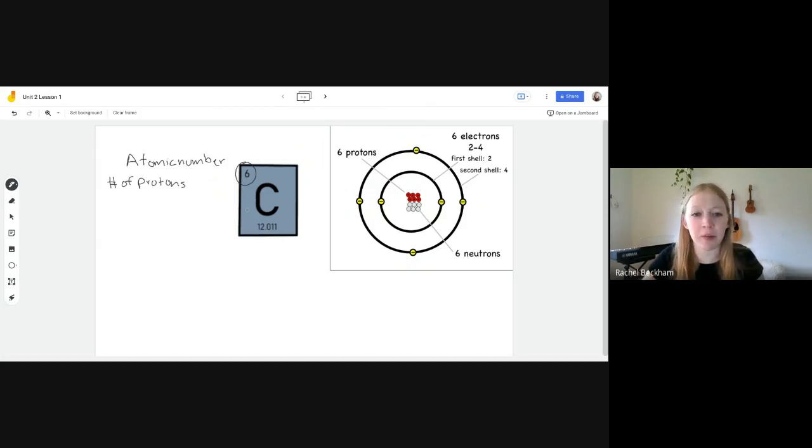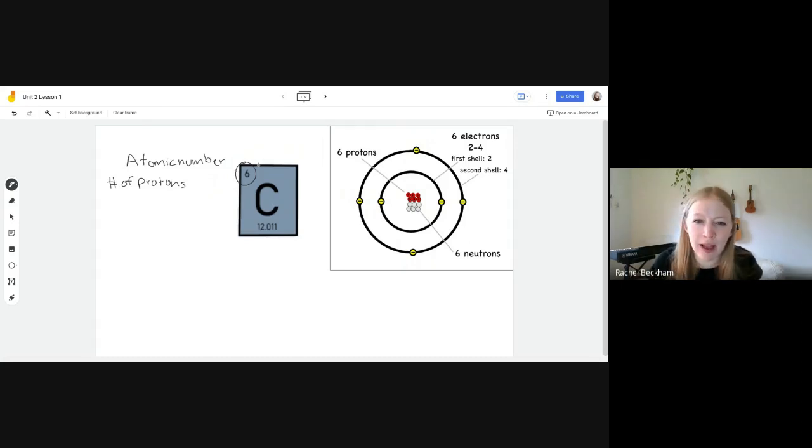The atomic number is what defines the element. If an element has 6 protons, it will always be carbon. There is no other element that has 6 protons except for carbon. So if you change the proton number, you change the entire element. You no longer have carbon if you have 7 protons. So the atomic number is how many protons they have. You can see here in this picture of what carbon looks like, the 6 red circles. That is showing you the 6 protons of carbon.